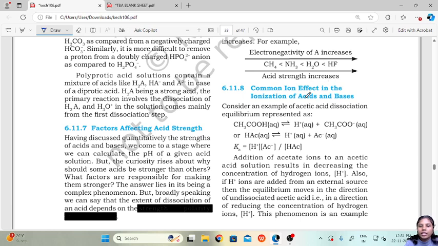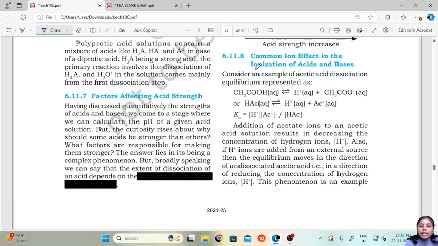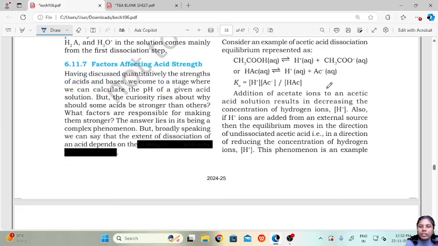Now, the common ion effect in the ionization of acids and bases. Let's consider an example of acetic acid dissociation equilibrium. Acetic acid dissociates into H plus, its proton, and CH3COO minus. Here we write the product upon the reactant. Addition of acetate ions to an acidic solution results in decreasing the concentration of hydrogen ions. Also, if hydrogen ions are added from an external source, then the equilibrium tends to move towards the undissociated acetic acid, that is, in the direction of reducing the concentration of hydrogen ions.